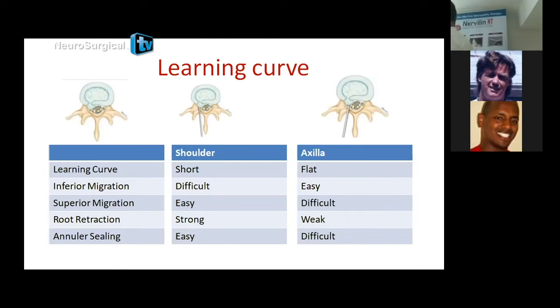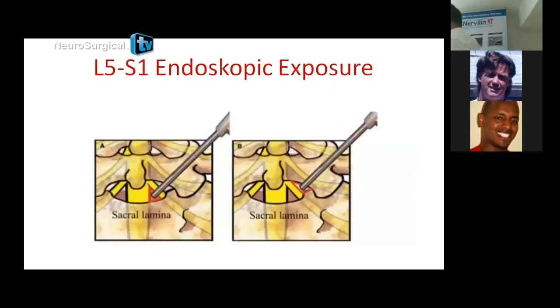Annular sealing is where you open the annulus, and with RF you want to shrink the defect. This is called annular sealing. It's easy in shoulder, weak in axilla. This is the axillary approach.